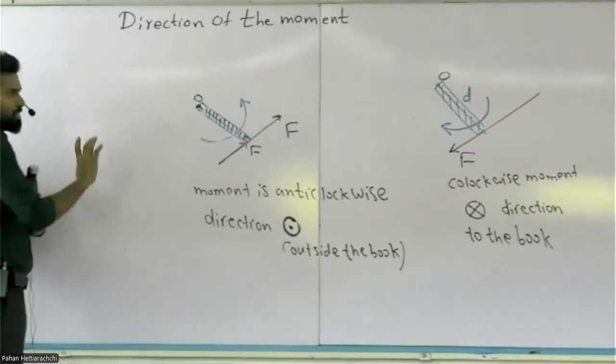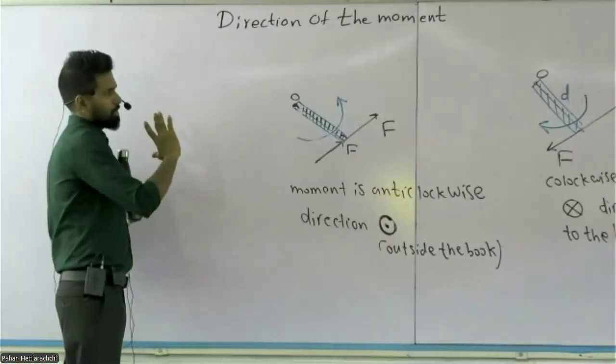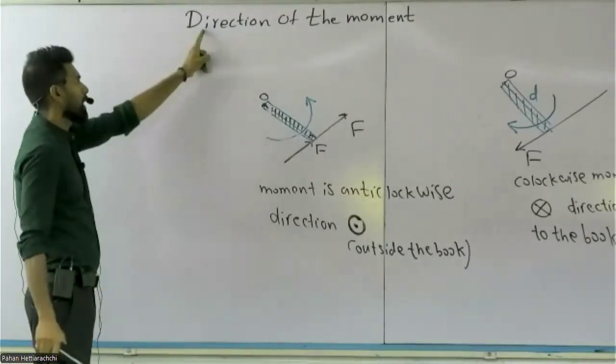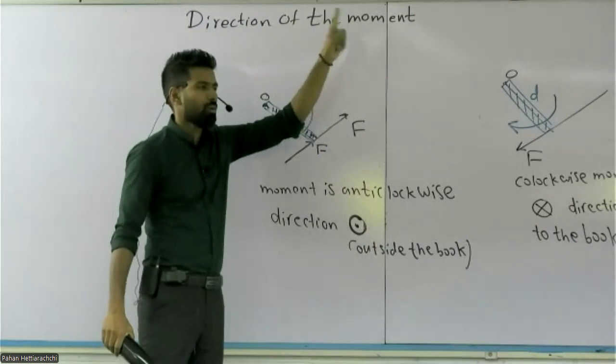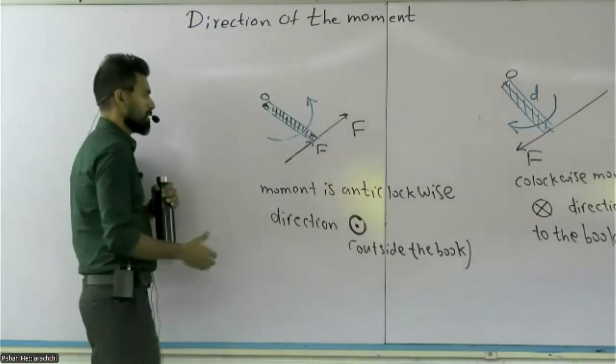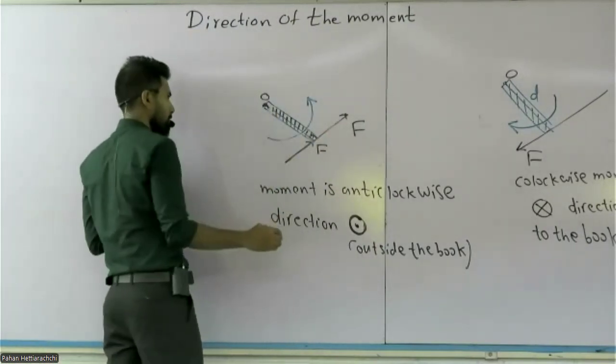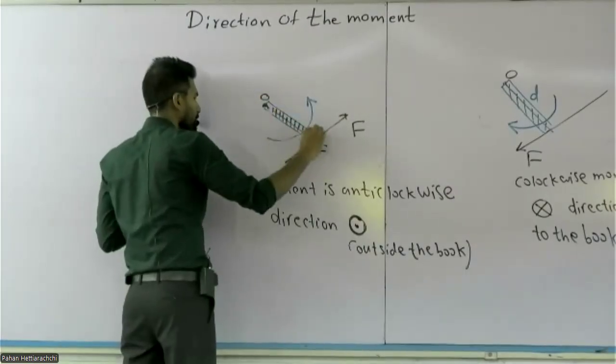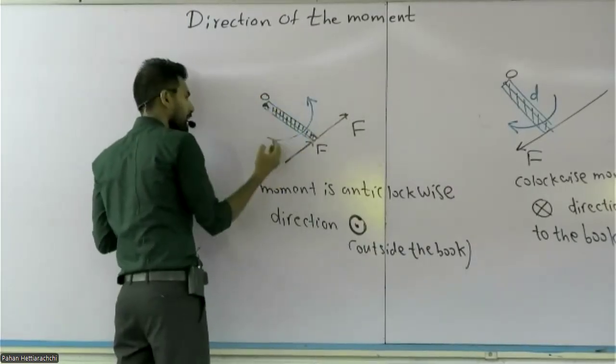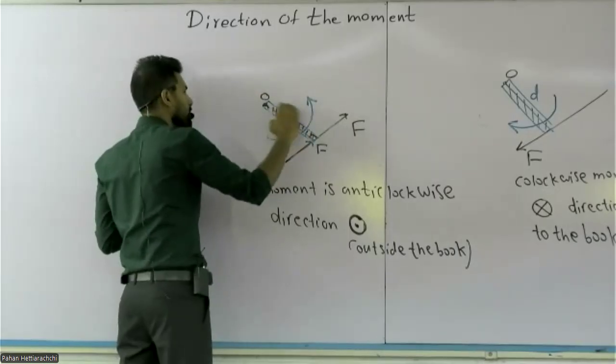Okay, I'm going to explain that part again. Now we are going to find the direction of the moment. First, what you have to do: this is the force, this is the point O. Keep the hypothetical object along the perpendicular and apply the force and check whether it's anti-clockwise or clockwise.